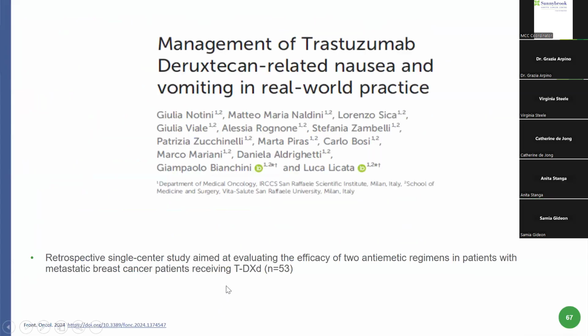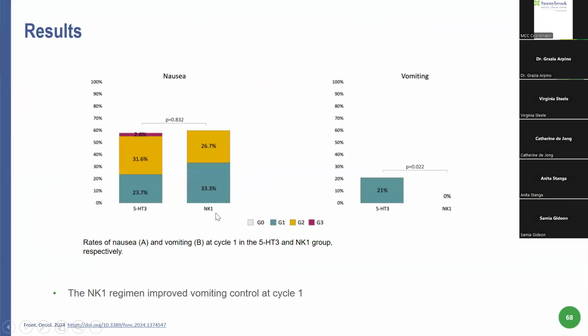This is an Italian clinical trial where 53 patients treated with TDXT were started with an NK1 inhibitor on the first cycle compared to a 5-HT3 only treatment. All get dexamethasone to begin with. And as you can see, there is a much lower incidence of grade 2 nausea events, and there is no grade 3 at all. And vomiting is also totally absent when you use an NK1 inhibitor.